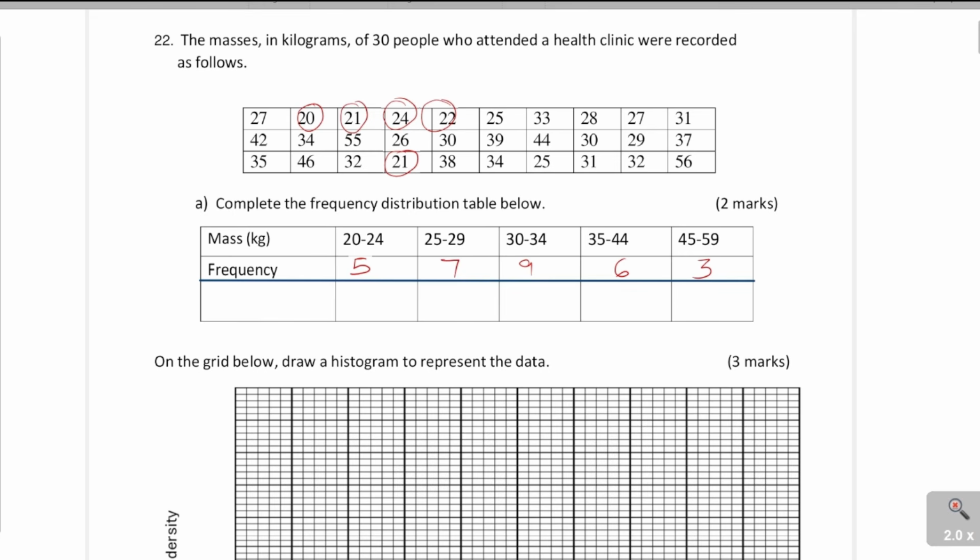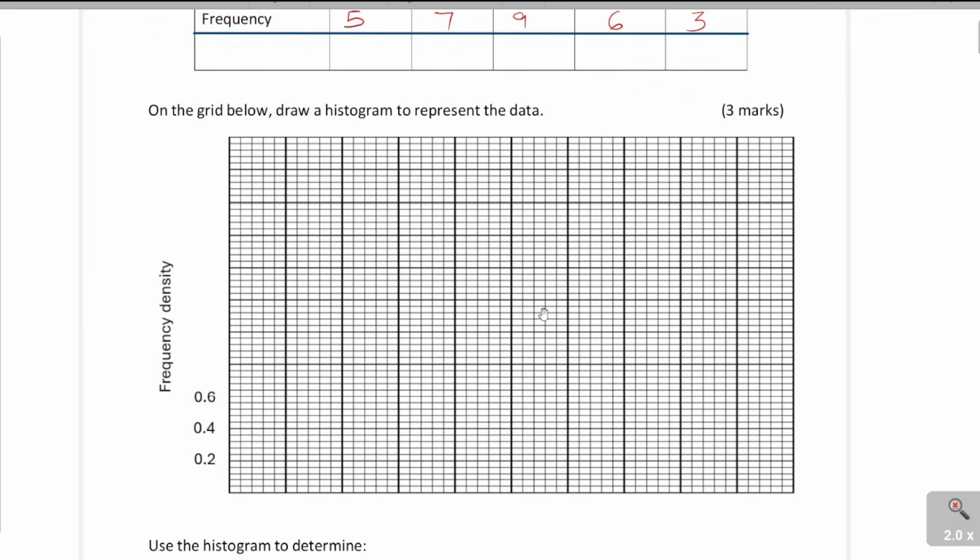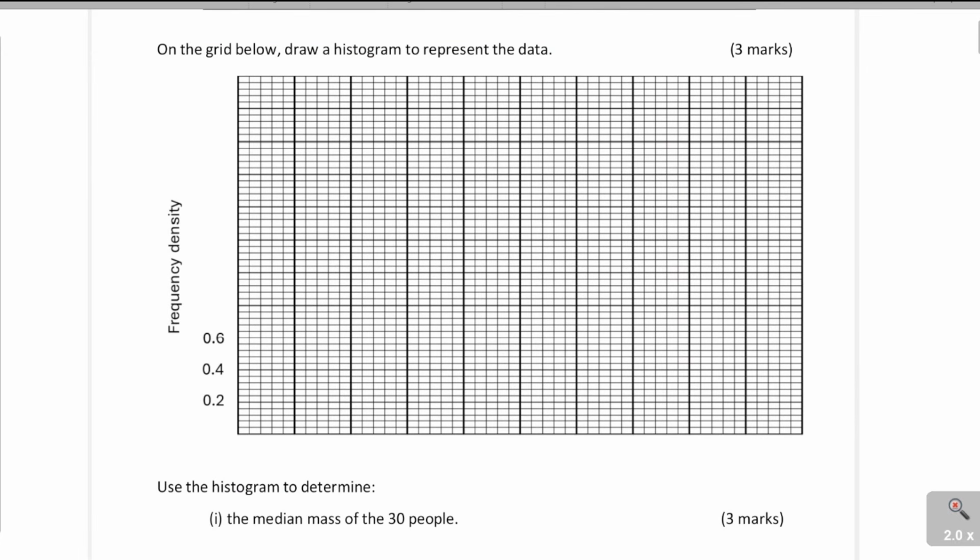Then the other question is on the grid below, draw a histogram to represent the data. To draw the histogram, already you can see from the scale, you have been given the frequency density on the y-axis. So that is the y-axis, and you have the x-axis. So you have the frequency density.